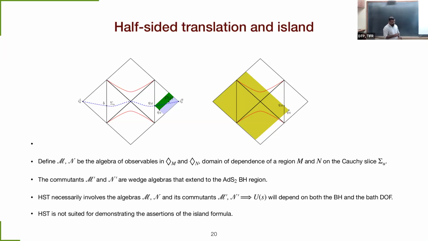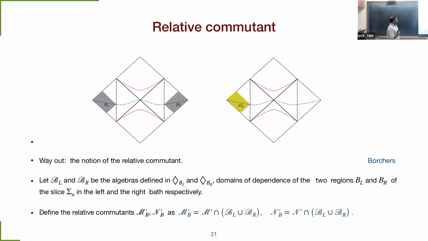So what can we do? What we can do is use the idea of relative commutant. This is a well-known concept in operator algebra theory. In other words, I guess you could just take your M to be a disconnected region, right? Is that what you're doing basically?